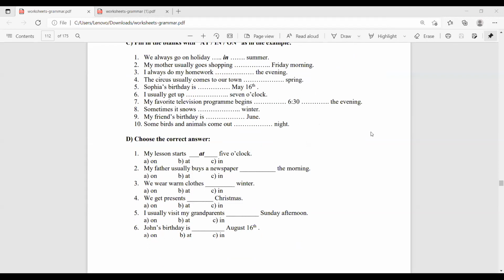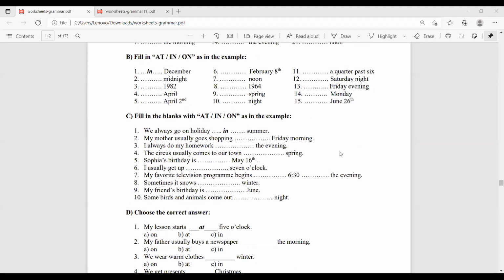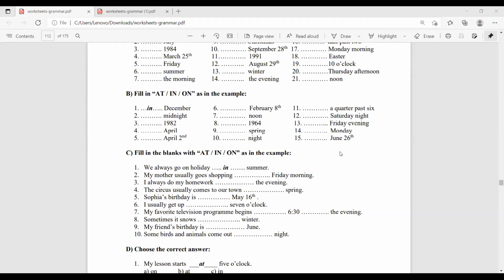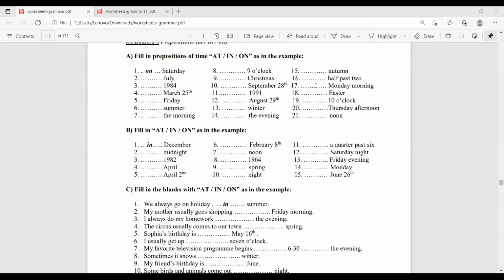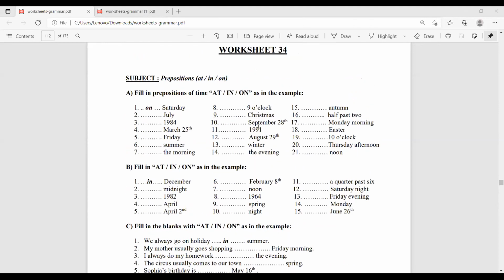Vipul, 16 number. What 16 number? There is no 16. Well, the first one, 16 is dash half past two. We have our lunch at half past two. At. It'll be at half past two. Half past two is what? 2:30. Okay, 2:30. So at half past two. Or we have the meeting at half past two, at. Okay, good.